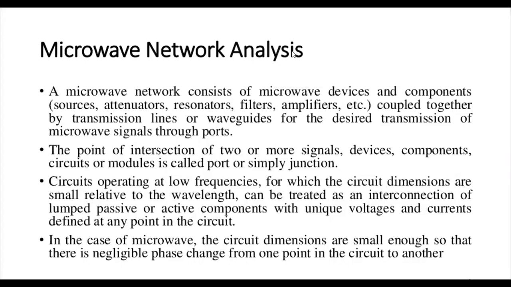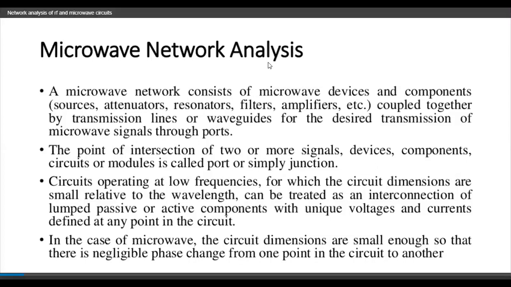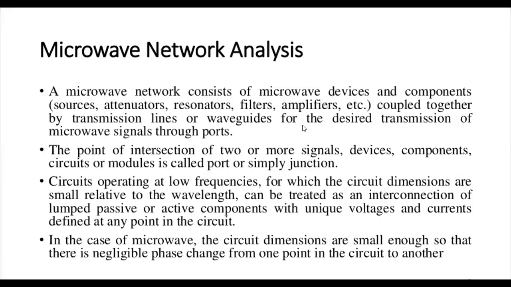Then you will be having a resonator with respect to the frequency, filters, amplifiers. So all these components will be combined in a microwave device. And if you have a combination of the microwave devices and components, that complete circuit, you call it as a microwave network. Now, these microwave networks will be coupled together by the use of microwave transmission lines or the waveguides, so that you get a desired transmission of microwave signal through the ports. Either it can be a 2-port network or some other network, whichever we consider.